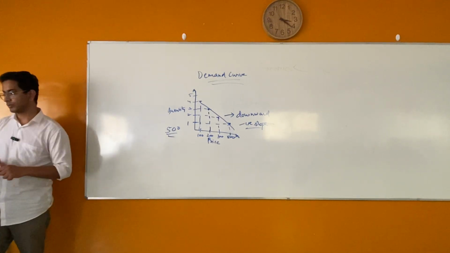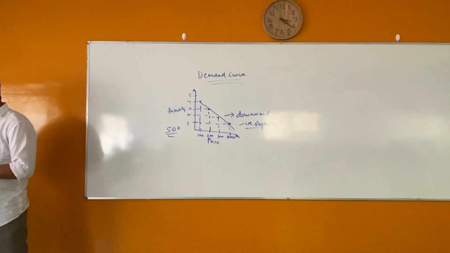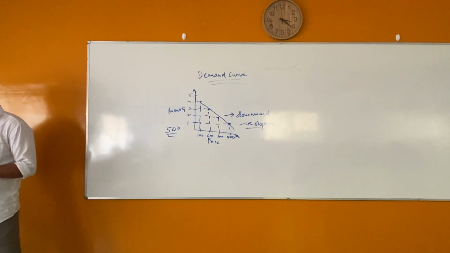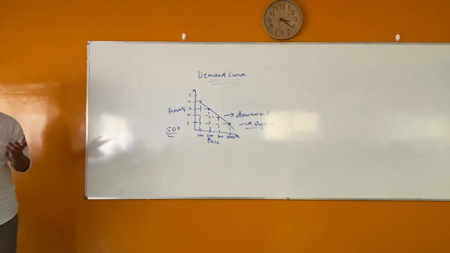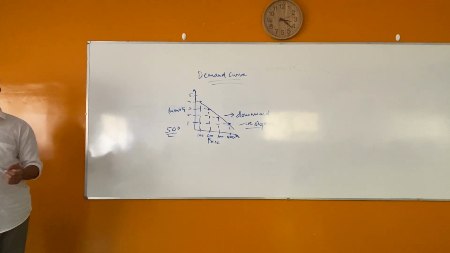Take the definition. A change in one variable due to change in another variable. Simple, like the price and demand. If the price increases, what happens? Demand decreases.